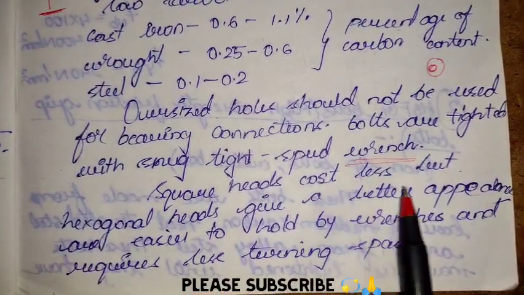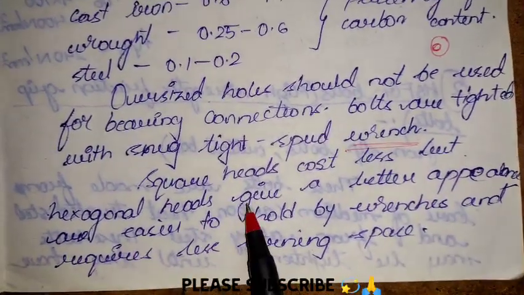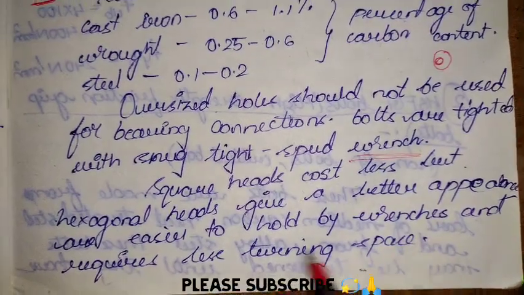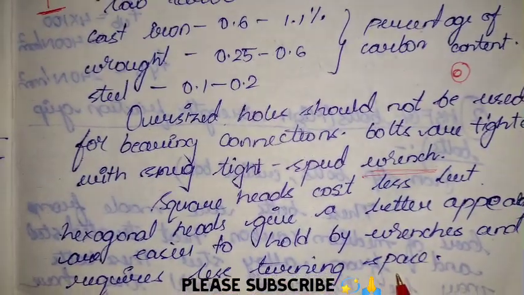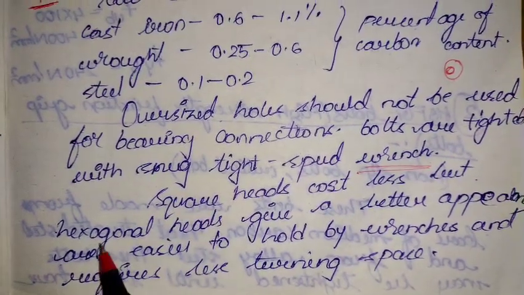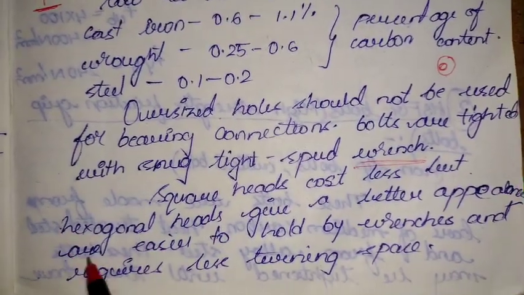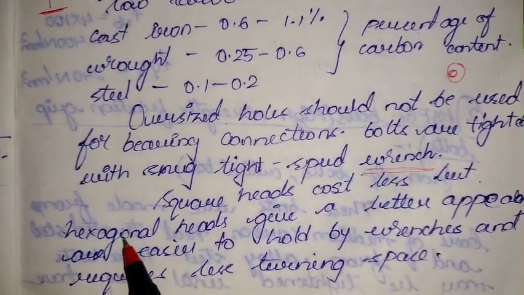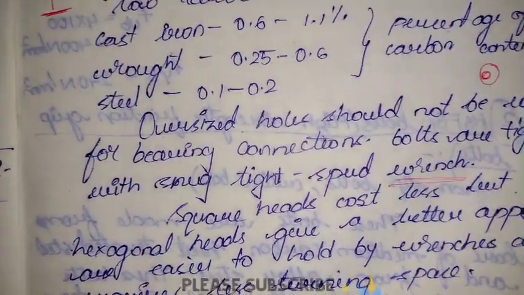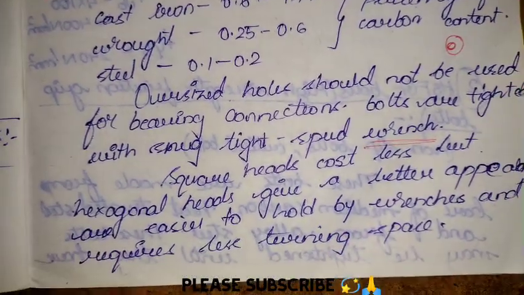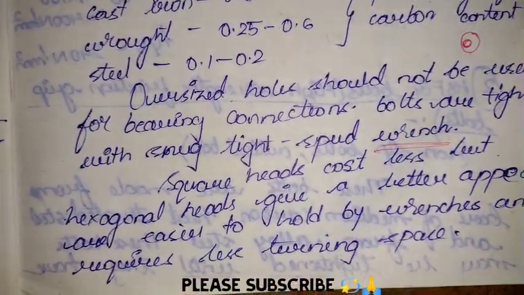Next, square heads cost less, but hexagonal heads give a better appearance, are easier to hold by wrenches, and require less turning space. Depending on our requirement, we can choose either the square or the hexagonal one. Generally hexagonal is preferred more because aesthetically we get a better view, and we also think that hexagonal heads are better at taking loads; their resistance is greater.